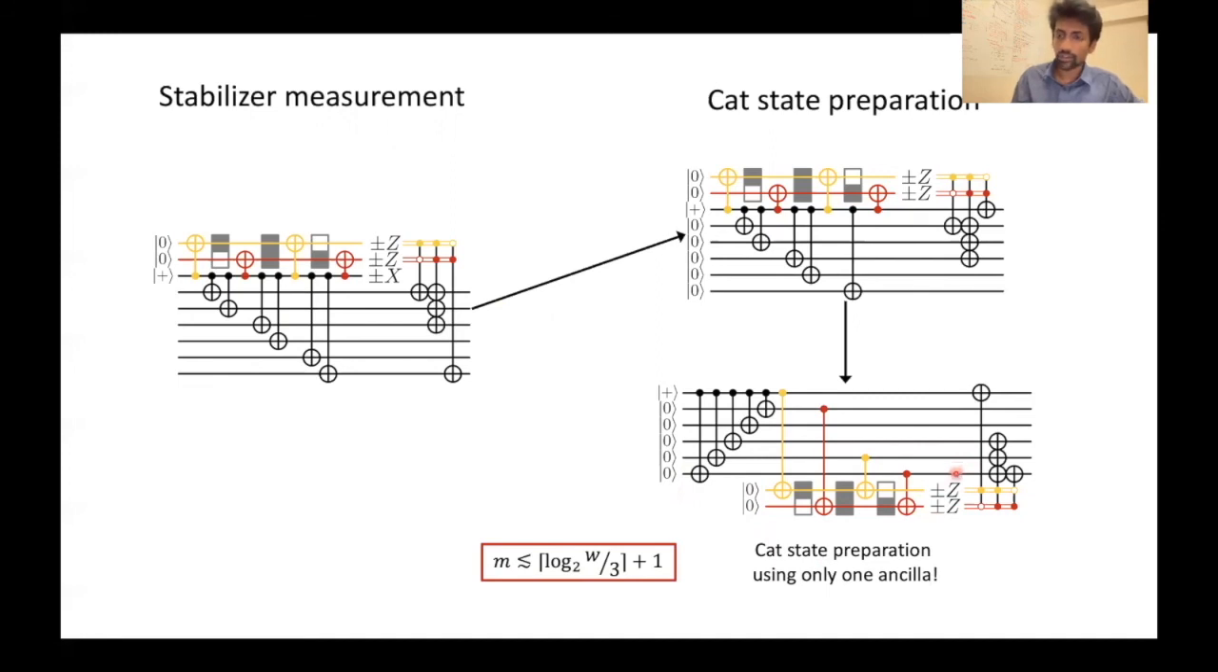So we show that if you use this technique, the number of ancilla qubits you need grows only as log of W by 3 plus 1, not log of W plus 1. So this protocol is actually a little bit more efficient than the protocol to measure a weight W stabilizer. And with that, I'd like to conclude.